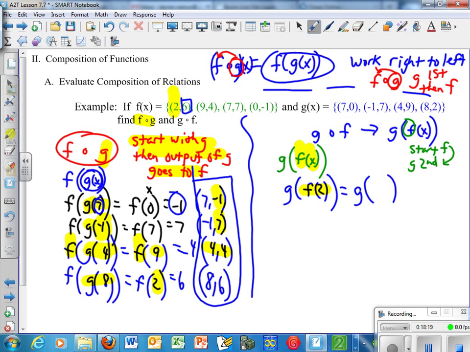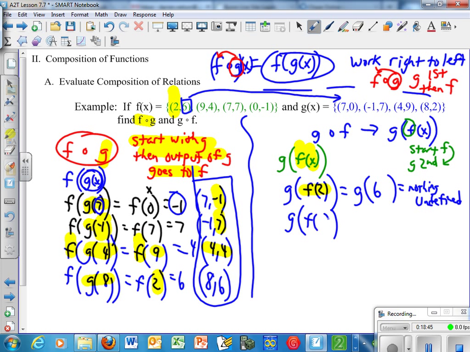So now I got to go over to this function and find a 6 in my x values. If I look at all those x values over there in function g, I have a 7, a negative 1, a 4, and an 8. There isn't one. G of 6 equals nothing, so that is undefined. We're not going to have an ordered pair because there was no x value of 6. Let's go to the next one.